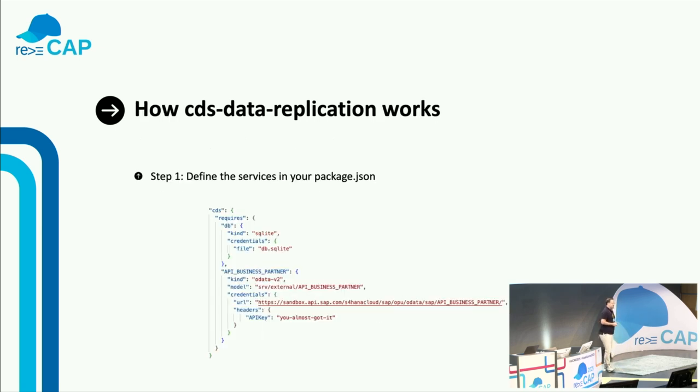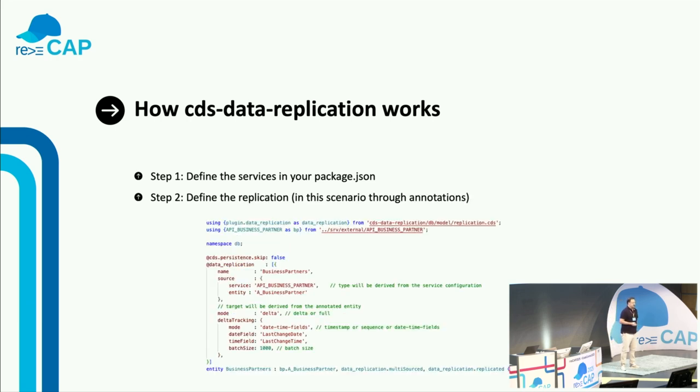So in theory, it works like this. Actually, practically, it was like this. Everything in CAP is a service, so this still is not something new. In this scenario, we have a database service and an external service, and we define this in the package JSON. That's the way it is.